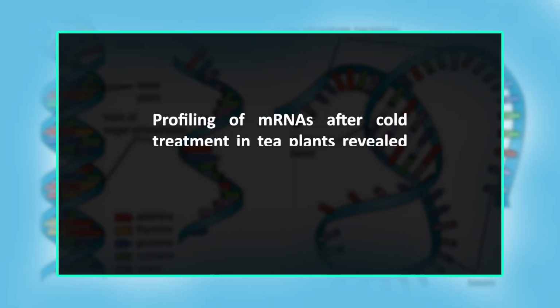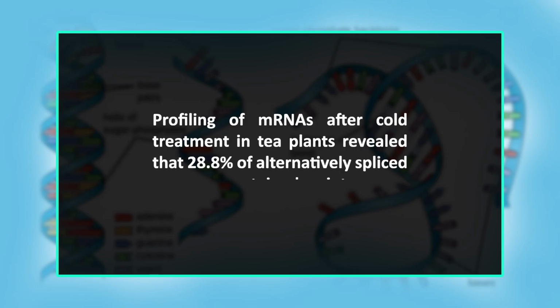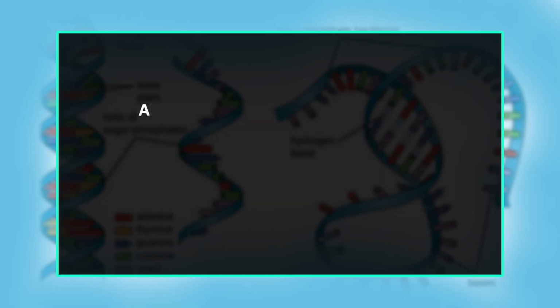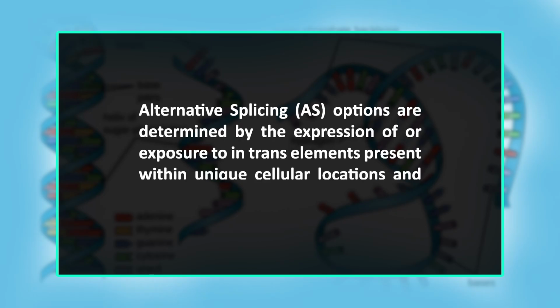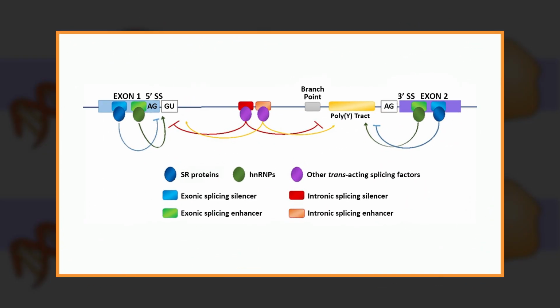Profiling of mRNA after cold treatment in tea plants revealed that 28.8% of alternatively spliced genes retained an intron, and this offers an additional mechanism for regulating protein production and function. Alternative splicing options are determined by the expression of, or exposure to, in trans elements present within unique cellular locations and environments. Additional sequence elements within the mRNA, known as exonic and intronic splicing silencers or enhancers, participate in the regulation of alternative splicing.